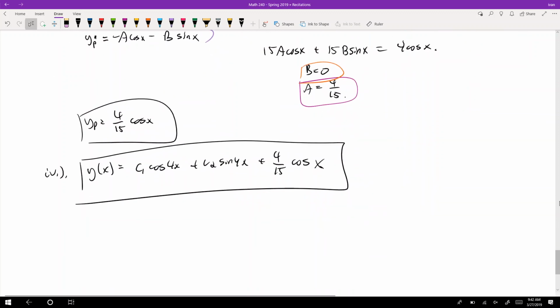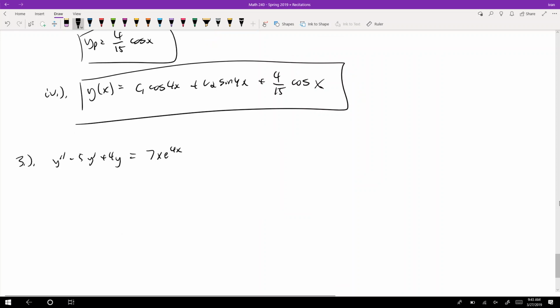All right, one more. Okay, number 3, y double prime minus 5y prime plus 4y is equal to 7x e to the 4x. Okay, so we can streamline this process a lot more now, right?